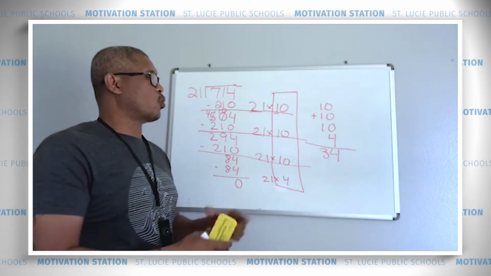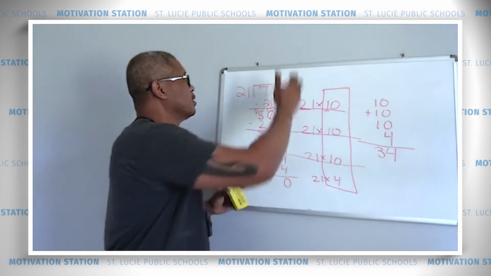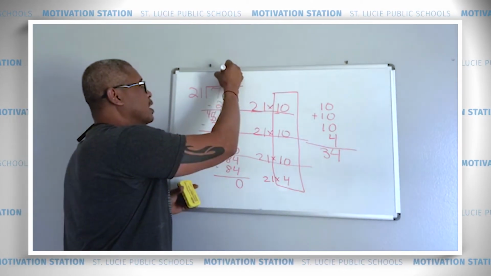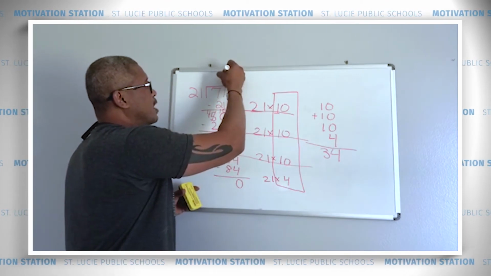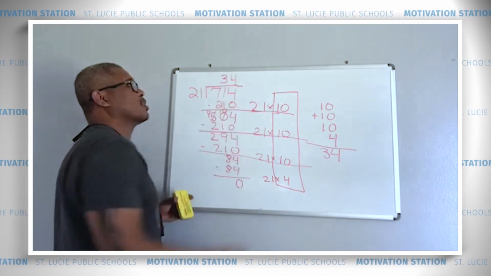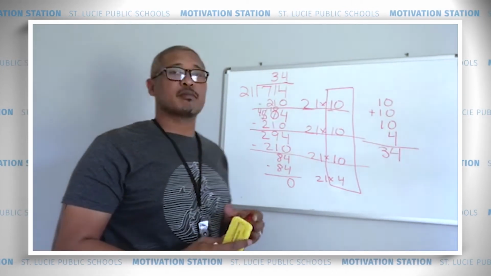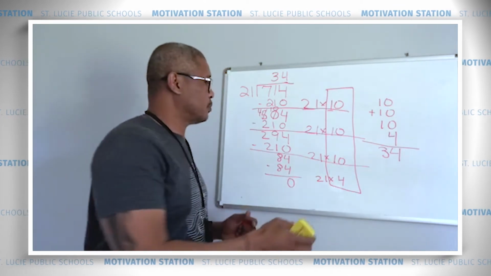If I were to write this properly, remember I'm lining everything up by place value: 34. This 3 needs to go in my tens place. This 4 needs to go in my ones place. All right, so that's my first example that I wanted to show you.